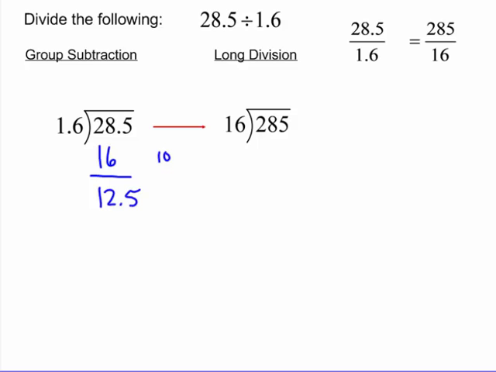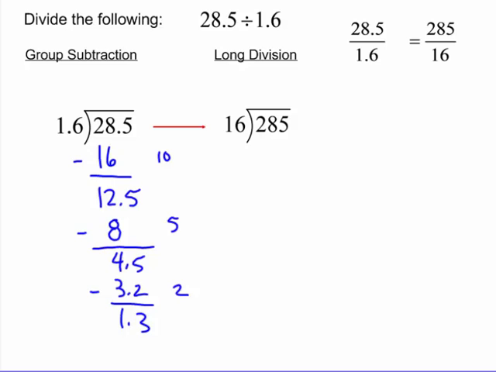So I could take away a few more groups of 1.6. Let's say 5 more groups of 1.6 would be 8 total, and I'm left with 4.5 after I've done that subtraction. I could take away 2 more groups of 1.6, and I am left with 1.3.